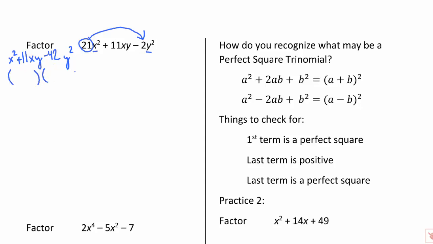Again, we need two sets of parentheses, an x here and a y here, and an x here and a y here. Now, to get a negative, one has to be positive and one has to be negative. Now, what multiplies to 42 and subtracts to give you 11?